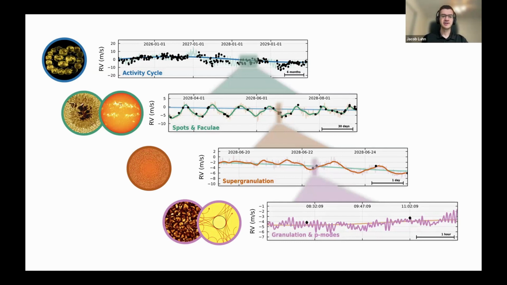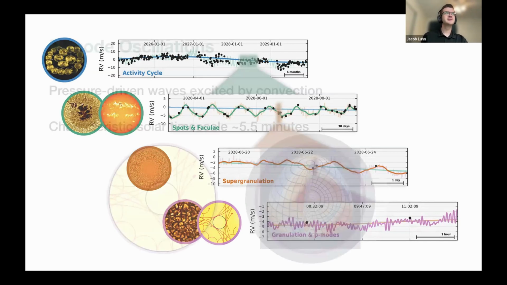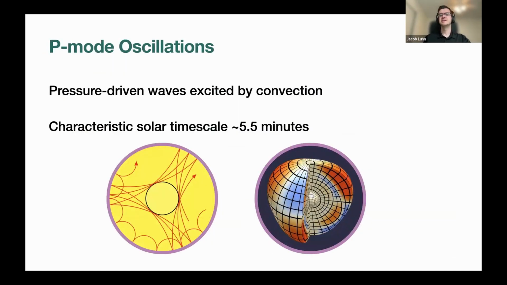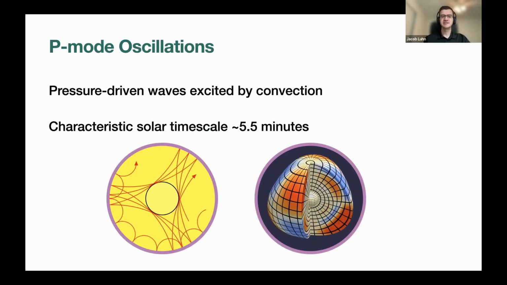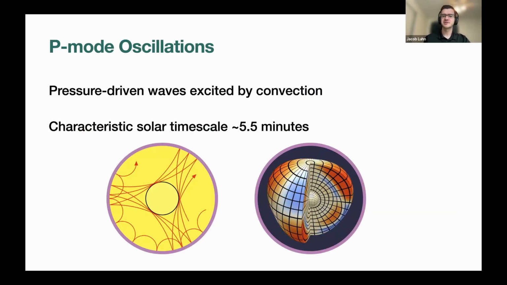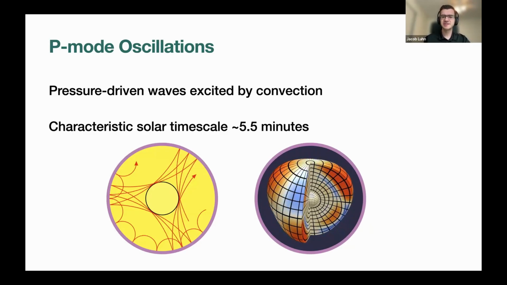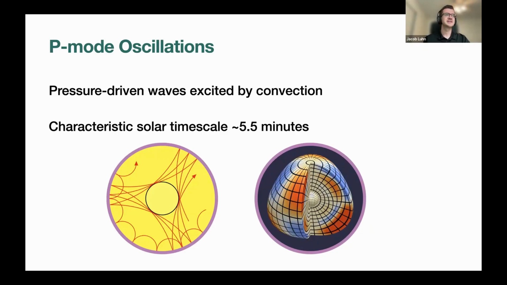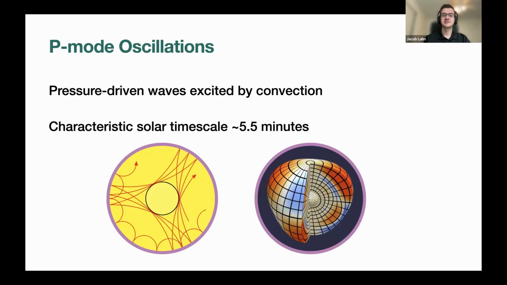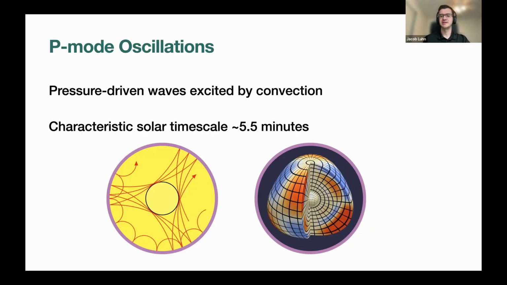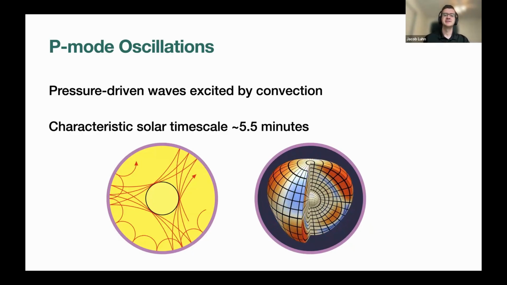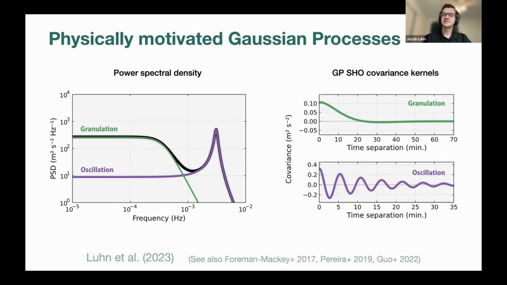If you're not familiar, p-mode oscillations are pressure-driven waves that are excited by convection and travel throughout the interior of a star. For the sun, this occurs with a characteristic frequency of about 5.5 minutes. To an asteroseismologist, the statistical properties of these oscillations are related to a star's physical properties like mass, radius, and age. We often think about this in Fourier space as the power spectral density shown on the left, but we can also model this in covariance space using equivalent Gaussian process kernels for simple harmonic oscillators.